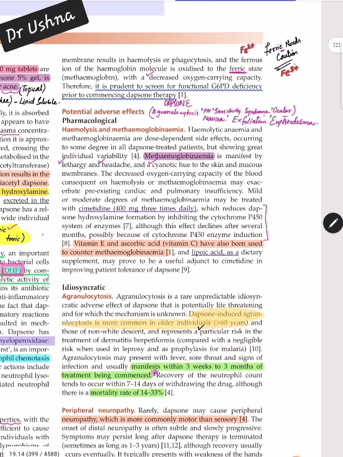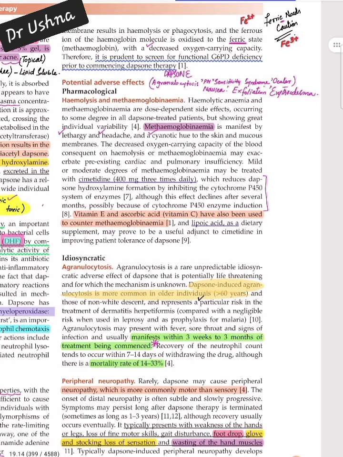It's Fe3+, an oxidized form of iron, and when it is incorporated with the heme, it produces methemoglobinemia. And methemoglobin is just a waste of your energy. It has decreased oxygen carrying capacity. So the important side effect of dapsone is methemoglobinemia.